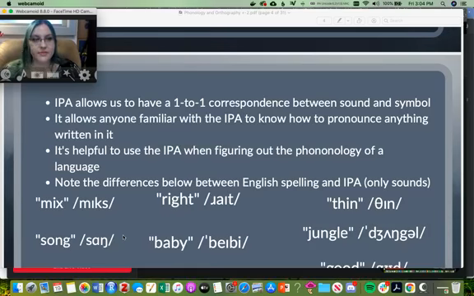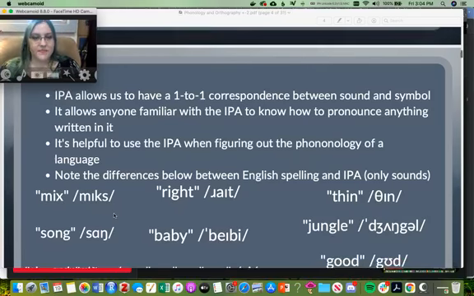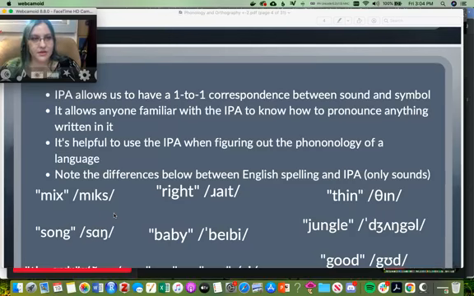It also allows anybody who's familiar with the IPA to know how to pronounce anything that's written in it. So if you're familiar with the symbols of the IPA and you see something written in another language that you don't know, you'll at least have a clue on how to pronounce it, even if you don't know what it means. So it's helpful to use the IPA when we're figuring out the phonology of a language, just to keep the sounds straight and not to get them confused with spelling, and so that we have a consistent way of representing it.